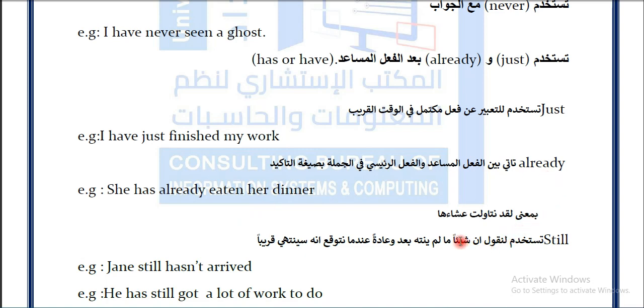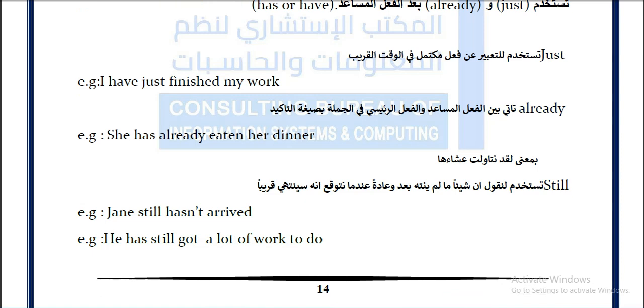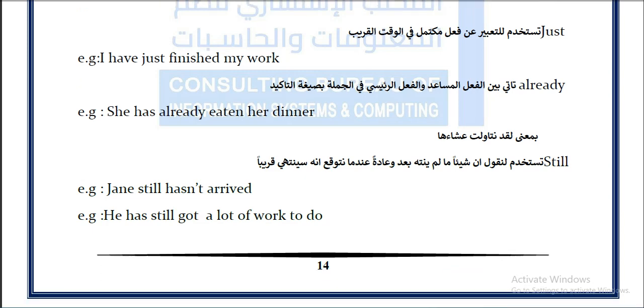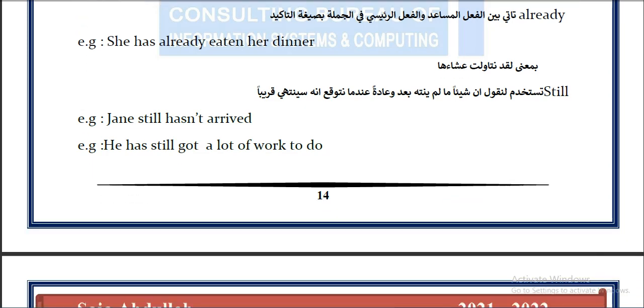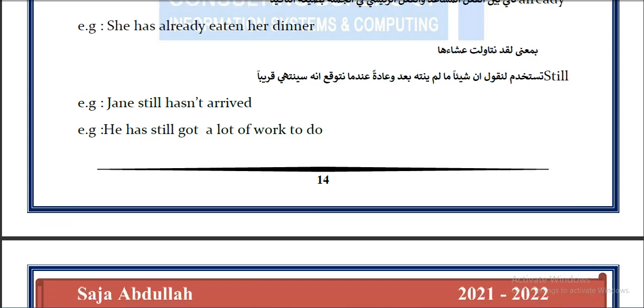Still, we use it when we talk about something that happened and is not finished, maybe finished in the future. Jane still hasn't arrived. Till now, the action is not finished, maybe finished in the future. He has still got a lot of work to do. Also indicates the action is not finished, but maybe will finish.